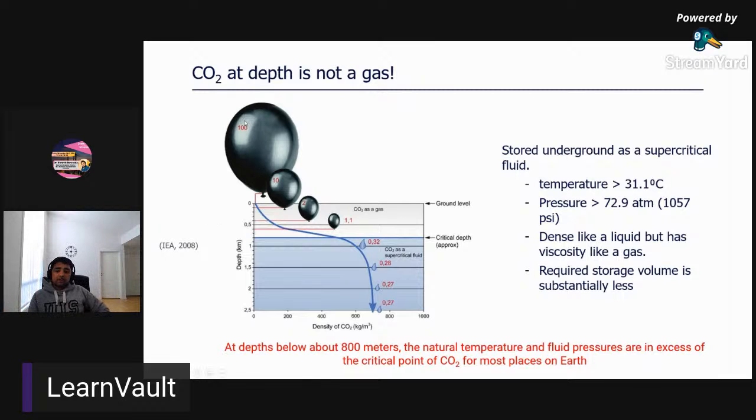At the surface, if 100 molecules of CO2 occupy the size of this big balloon, as you can see here, then at a depth of 2.5 kilometers, or even around 1 kilometer, the volume reduces by 99.7%. So imagine the volume that you would see at the surface for CO2 gas, and how much it would occupy in the subsurface. It's significantly low. In that perspective, you can actually store a lot more CO2 than you would imagine. So like I say here, the required storage volume is substantially less. Okay.